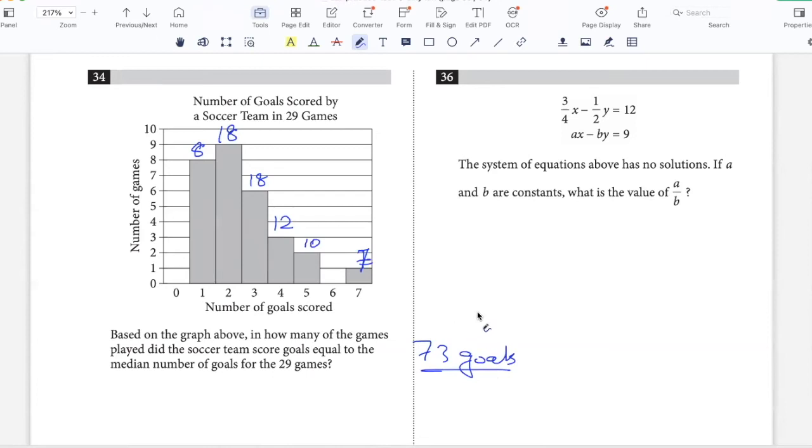So if they scored a total of 73 goals, the median would be 73 plus 1 by 2, which is 74 by 2. 2 into 3, 37th value, right? So the 37th value happens where 18 plus 8, 26. Yeah, so the 37th value happens here. So that means that the median number of goals would be 3, and they scored that in 6 games. So in how many games? 6.